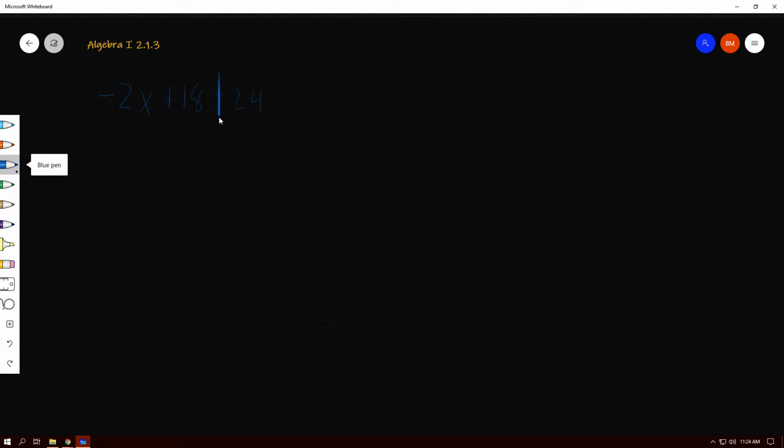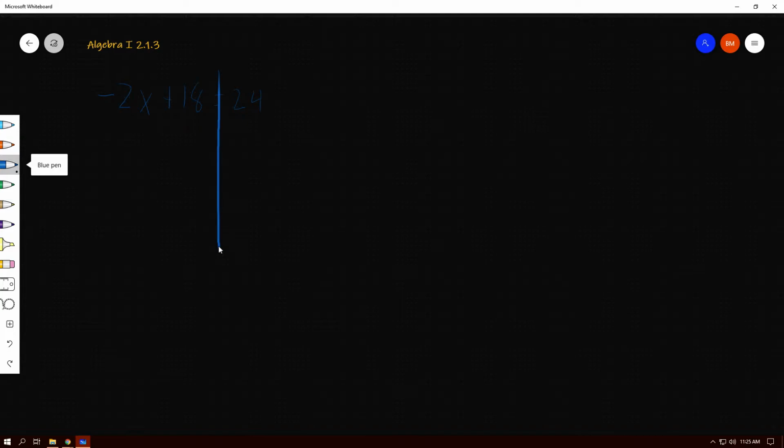All right, first step's still the same. I'm going to draw my river. And now I'm going to ask myself, what am I solving for? Well, I'm solving for the x. What's on the same side as the x? Well, now what's on the same side of the x is a negative 2 and an 18. So we actually have a couple things on the same side as the x.